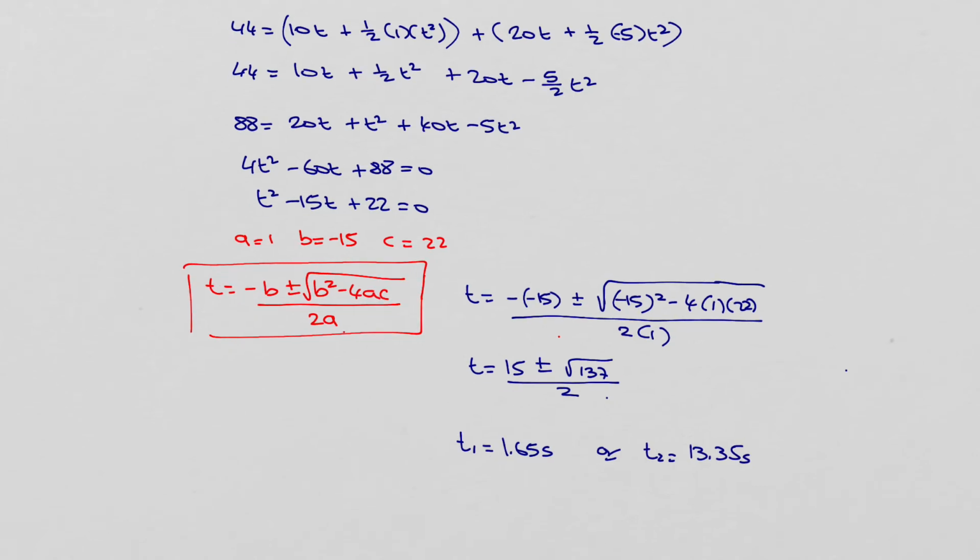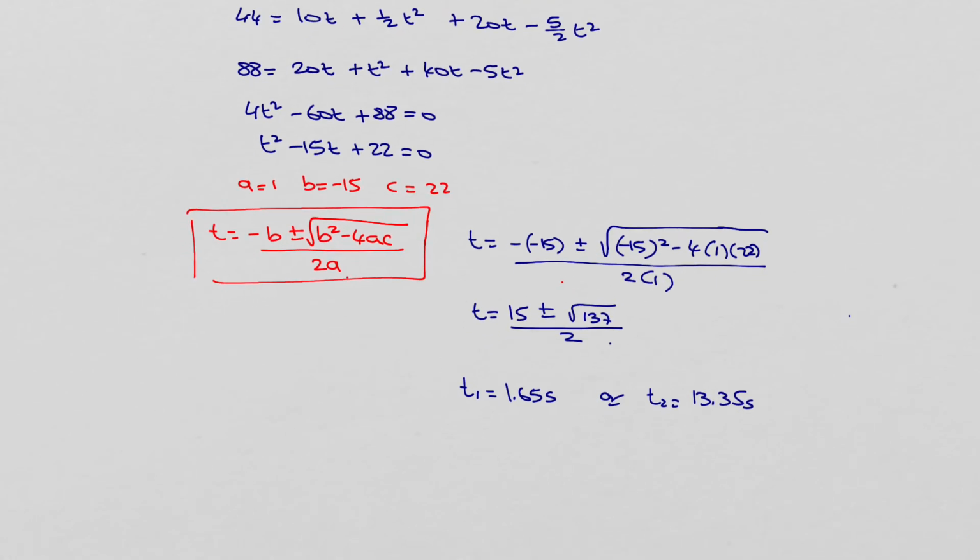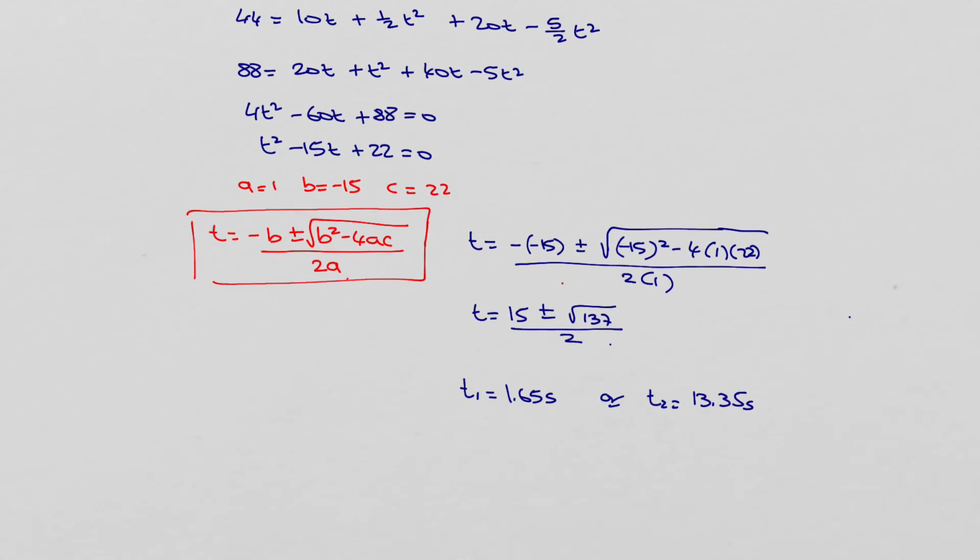But because the distance is half the distance travelled, and the time taken to travel the 88 meters was 4 seconds, well then clearly t2 is greater than 4 seconds, so therefore we cannot use that. So therefore the time taken for them to be half the distance apart must be the time that is less than 4 seconds, which is 1.65 seconds.